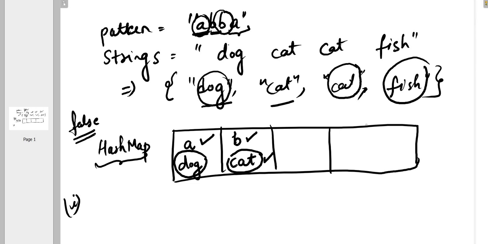That is not true, correct? Dog is not equal to fish. So here it becomes false. So in that case, we are going to return false. So this is how we need to solve this problem.